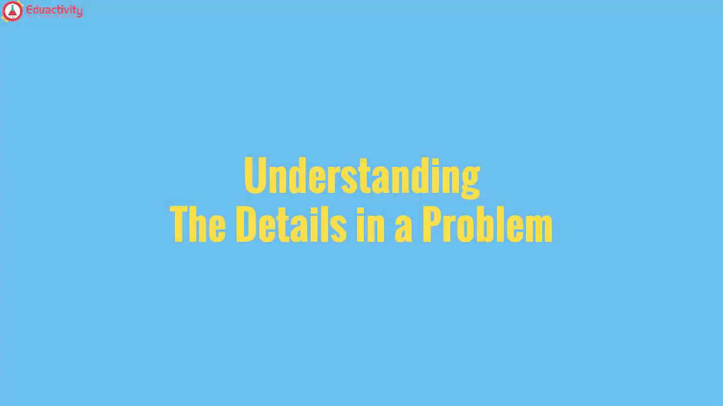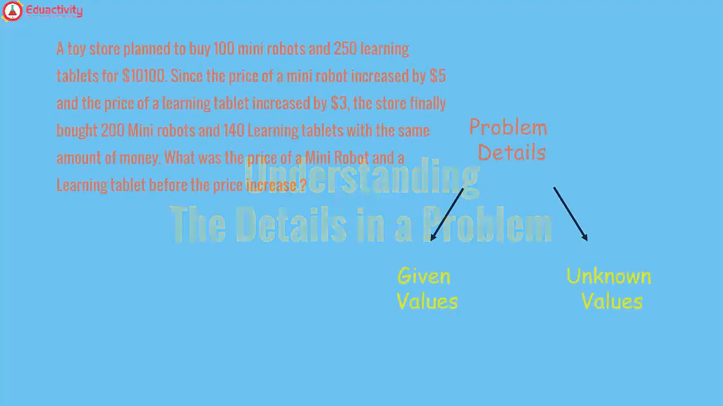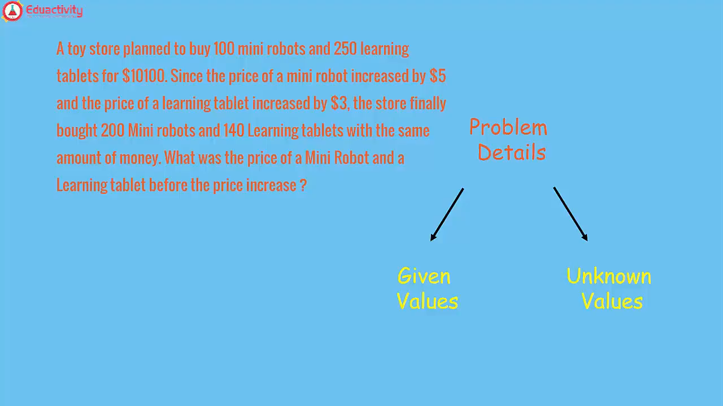In the previous lesson, we focused on the big picture. In this lesson, we're going to look at another aspect of a word problem, the details. The details in the problem include the given values and the unknown values. These are the items that we must deal with in the second and third steps of solving a word problem.